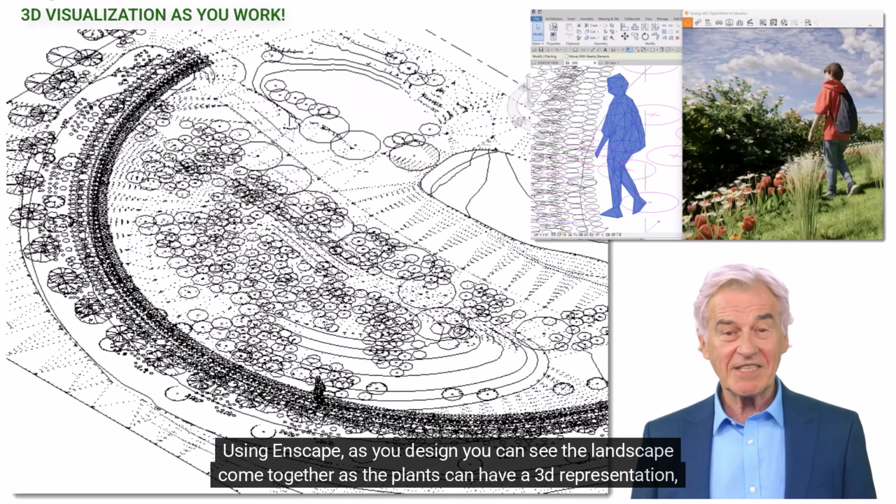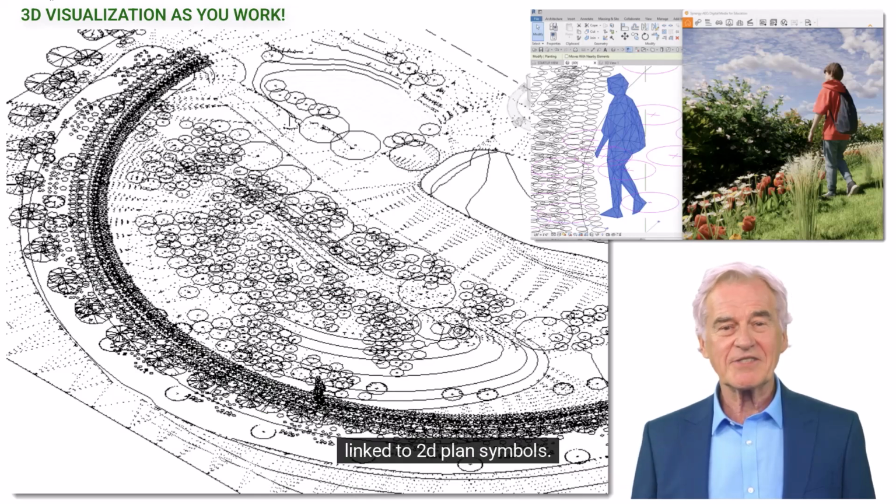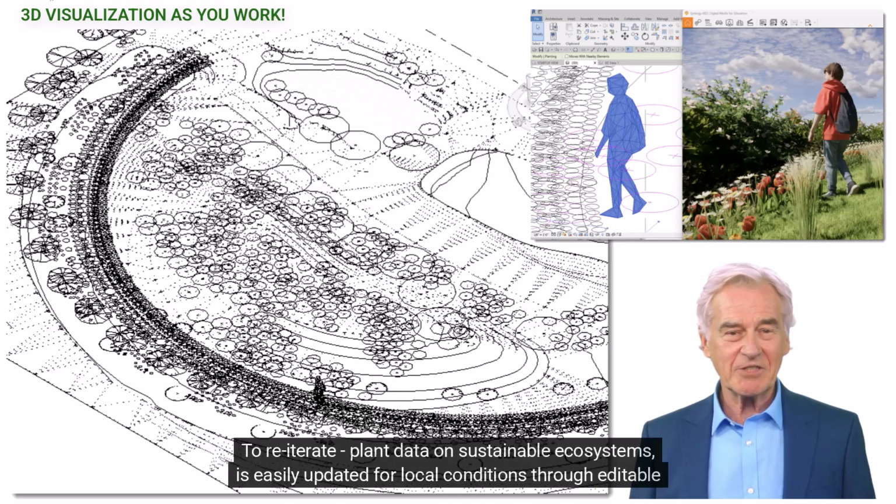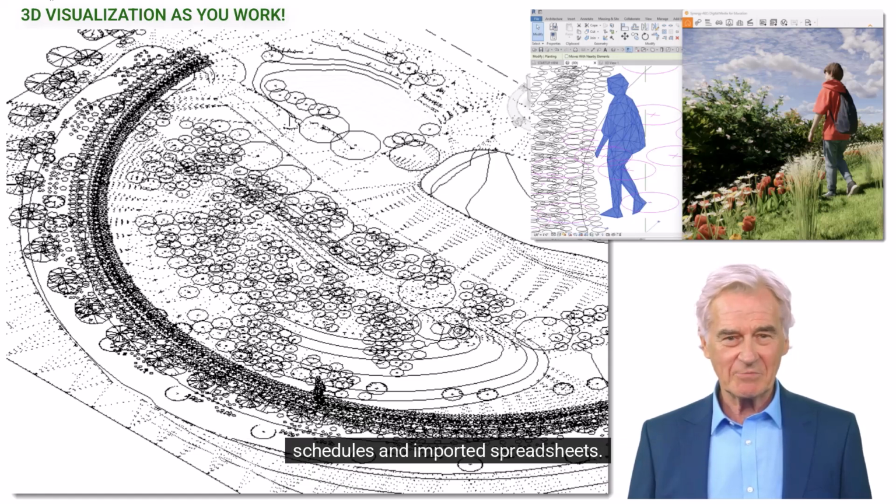Using Enscape, as you design, you can see the landscape come together as the plants can have a 3D representation linked to 2D plan symbols. Construction documentation and visualization happening simultaneously. To reiterate, plant data on sustainable ecosystems is easily updated for local conditions through editable schedules and imported spreadsheets.